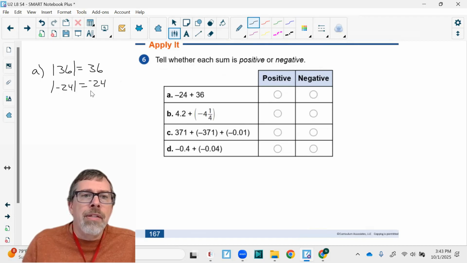When we have opposite signs, we subtract. 6 minus 4 is 2. 3 minus 2 is 1. Take the sign of the bigger. It is a positive 12. And we answer the question.